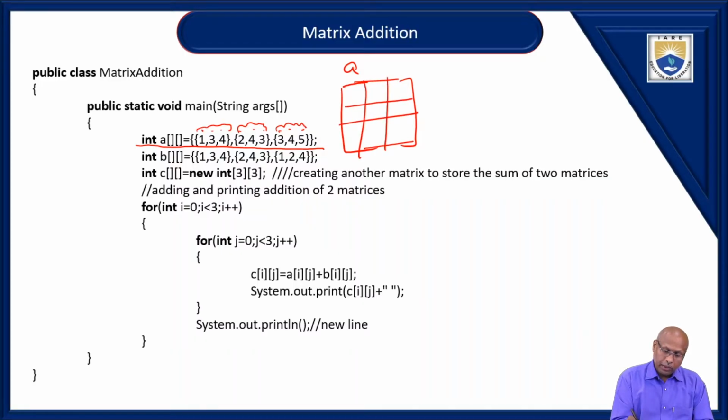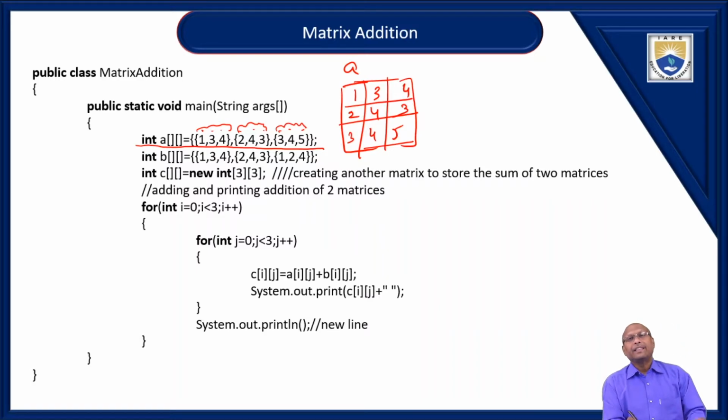First row having 1, 3, 4. Second row 2, 4, 3. Third row 3, 4, 5. This is called what? Matrix initialization or a two-dimensional array initialization. You have initialized the array with the values. So this is the way.